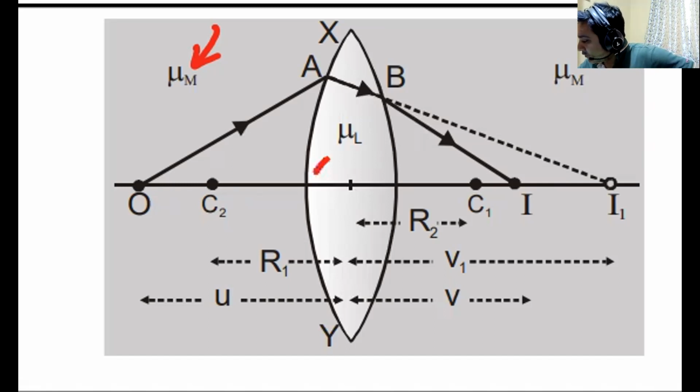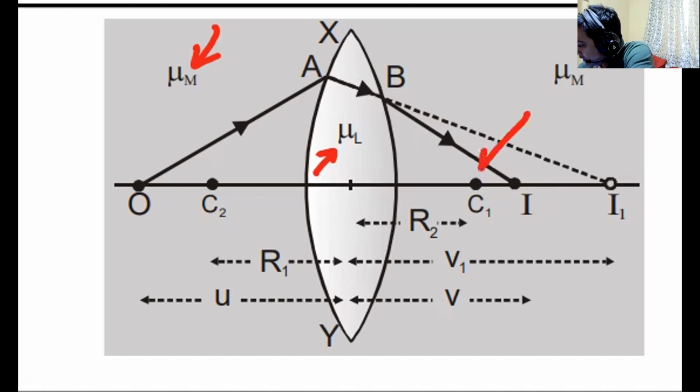Now, can you tell me what this stands for? Mu L, what does this stand for? Refractive index of the lens, the refractive index of the material of the lens. That is correct, my dear kids. Mu L stands for the refractive index of the lens.